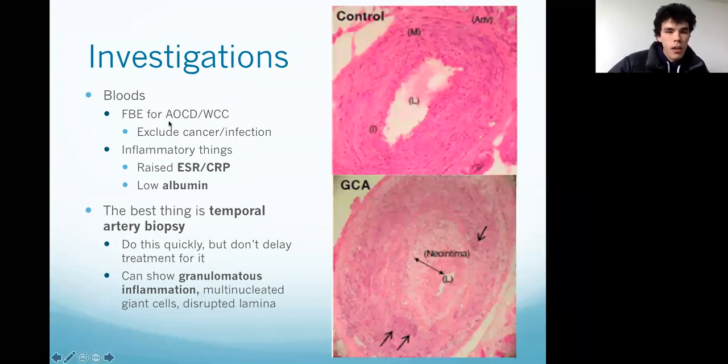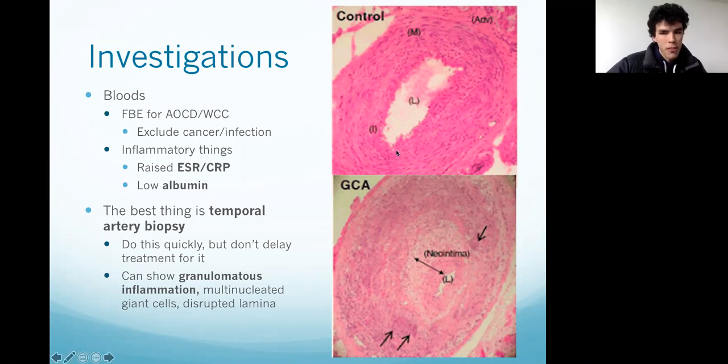Okay, investigations. So we've got our FBE and our inflammatory markers like before, and the number one thing is temporal artery biopsy. You want that as soon as you can, but you don't have to delay treatment for it. And it can show all this granulomatous material obstructing your vessel. So normally you'd have a nice big lumen like this. Here you've just got this tiny thing here, which explains why our oxygen supply is going to be terrible on the other side of it.